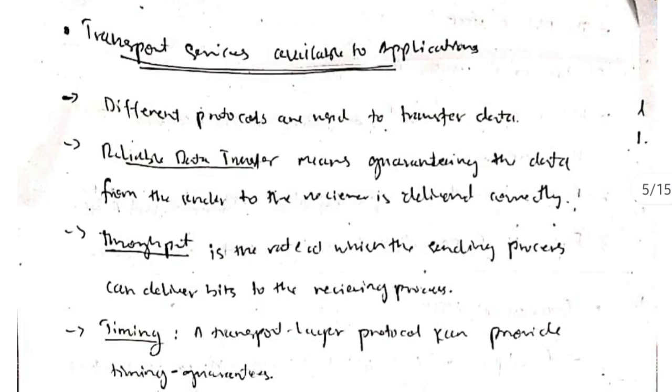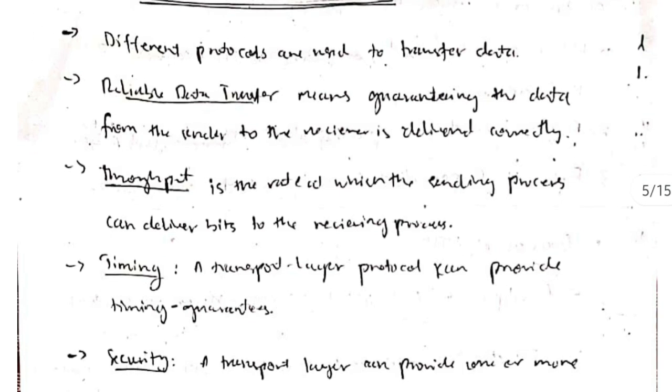And the third subtopic is transport services available to the applications, okay. Since we have to transfer the data, what are the services provided by the network? See, these are the different services. The first one is reliable data transfer, and throughput means the number of bits being sent from the server to the client.